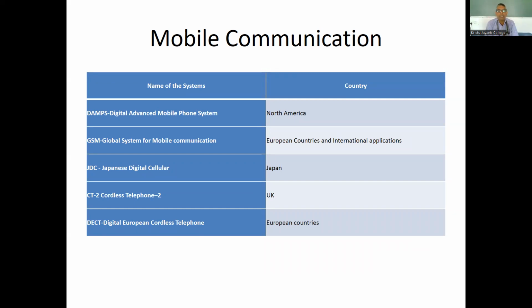Some of the countries which started are North America, with the digital advanced mobile phone system. European countries started GSM, but after 1980. Then Japanese digital cellular, then UK cordless telephone. European countries again used the digital European cordless telephone. But after 1992 onwards, the entire world has accepted only one standard, that is GSM. 85% of the countries now use GSM, but only a few countries, especially the US, followed the CDMA technology.